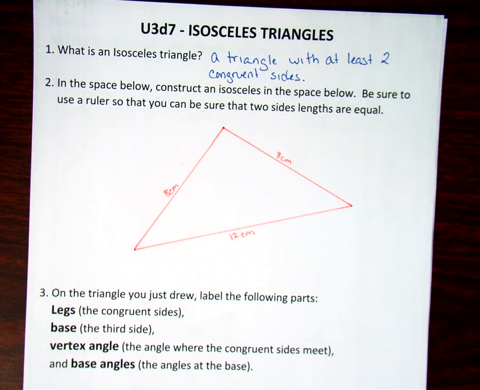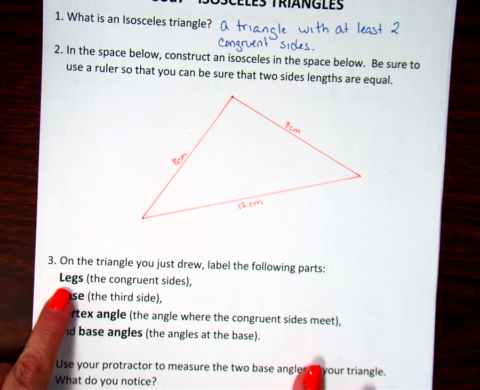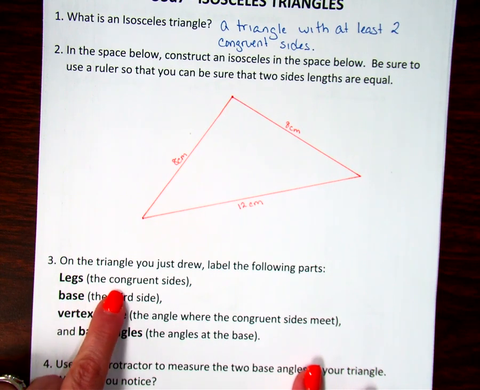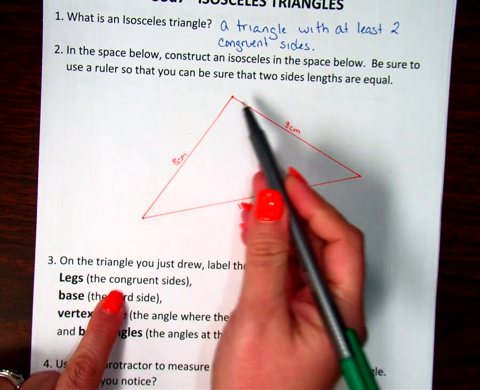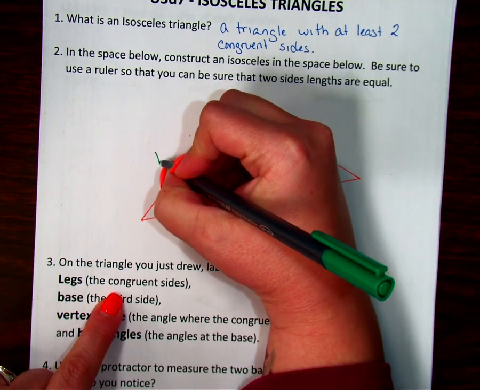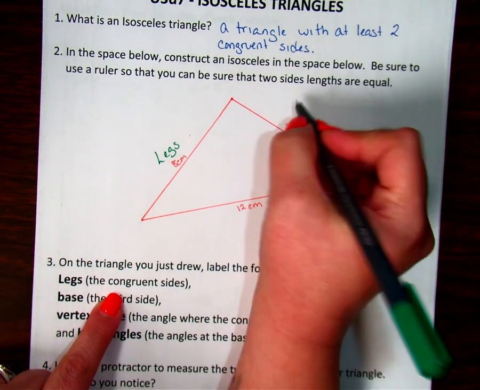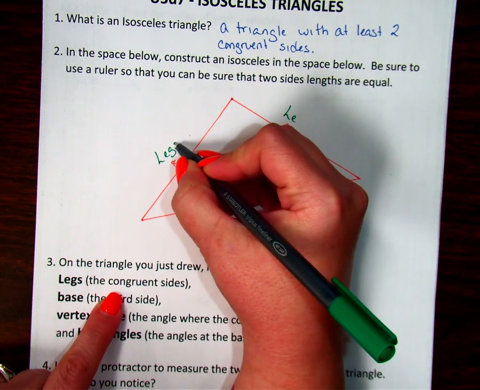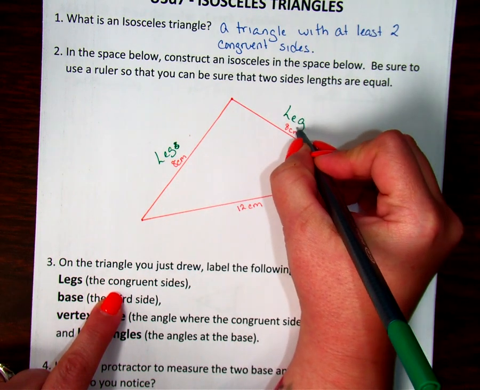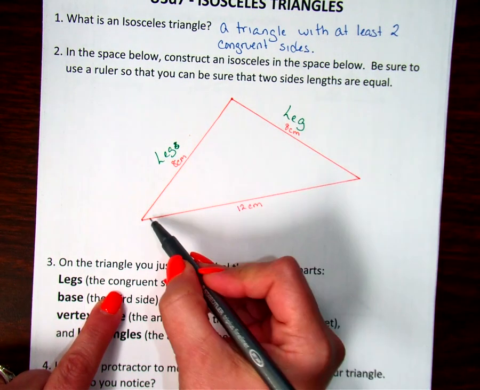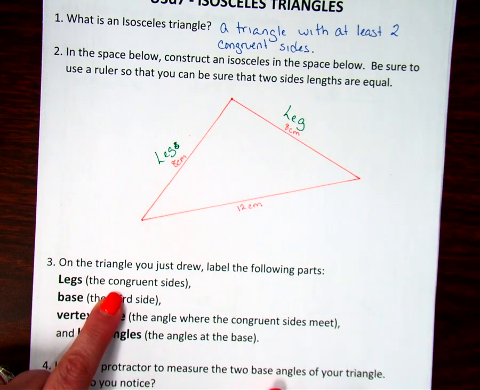Okay? The first vocabulary word we're going to look at is the word legs. And the legs are the congruent sides. So the two sides that I marked as 8, those are going to be the legs of the isosceles triangle. Probably, since it's only one, I didn't need the S there. Okay, so I have a leg and a leg. Your two congruent sides are the legs.